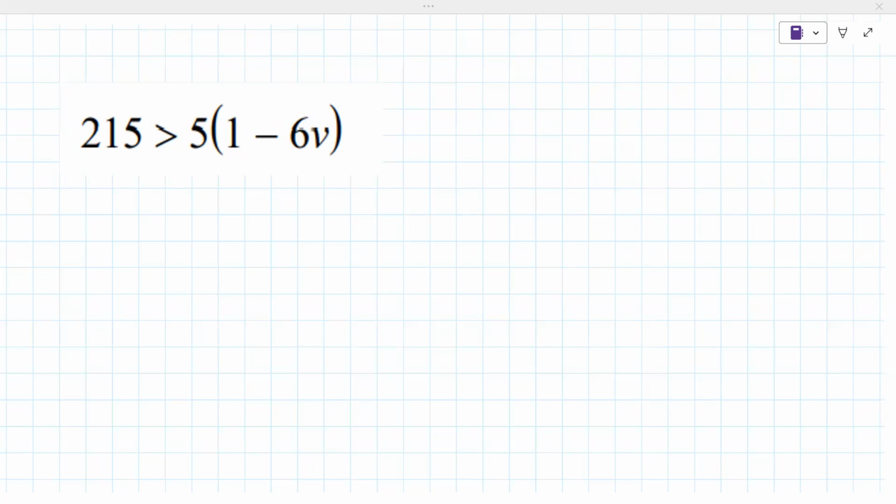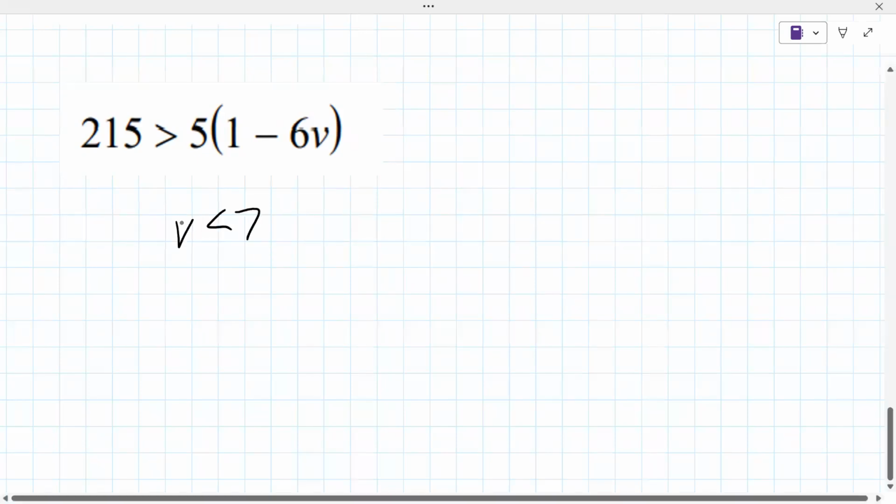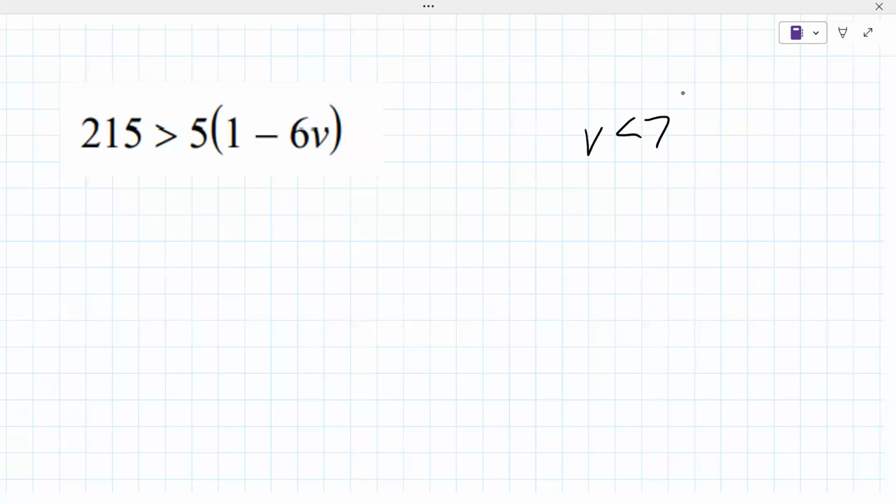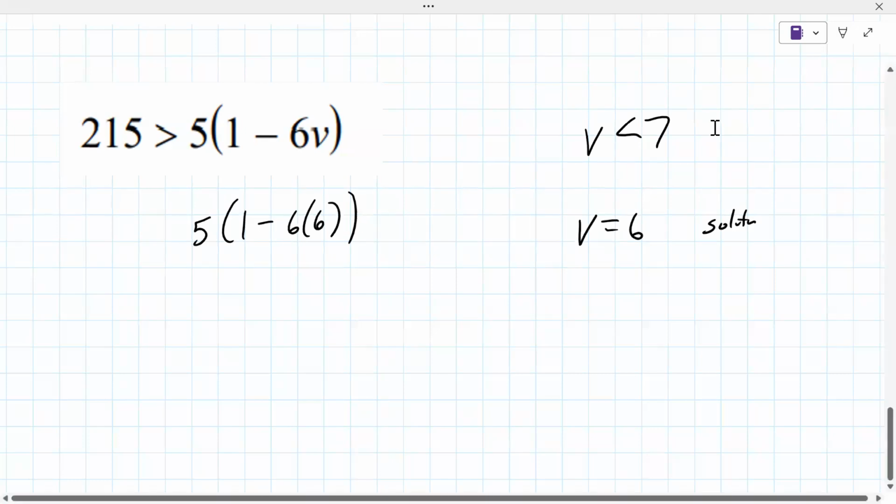V is less than 7. Like this? Yes. Okay, so here's another thing to think about here. I haven't checked to see if this is correct. We'll just assume it's correct. So let's say V is 6. We know that this is the solution. You can try that in here. 5 times 1 minus 6 times 6. This is 36. 1 minus 36 is -35.